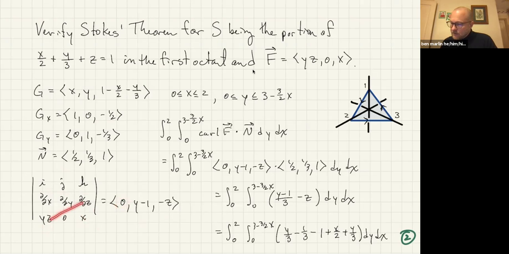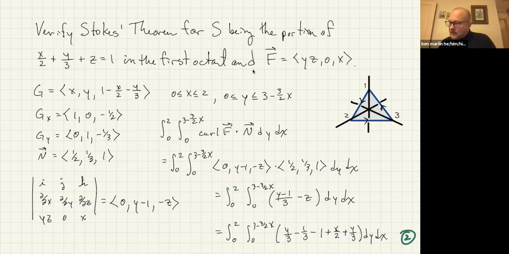And then partial of yz with respect to z is y, and the partial of x with respect to x is 1, so I get y minus 1. And then the partial of 0 with respect to x is 0, and the partial of yz with respect to y is z, and so I get a negative z because that was the second one there, okay? So this is the curl, and so I take the curl and I dot it with the normal vector, and I get this y minus 1 over 3 and then minus z.